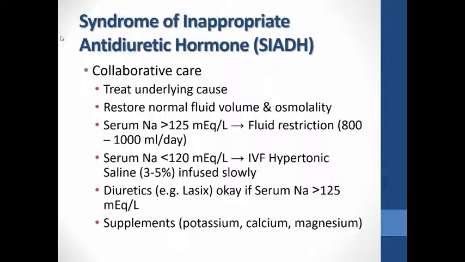Now, if it's severe enough and it's below 120, then you have to give hypertonic saline, which is 3 to 5%. And you have to be very careful with that. You really should be giving hypertonic saline in a central line.